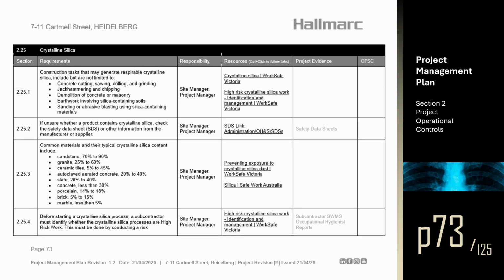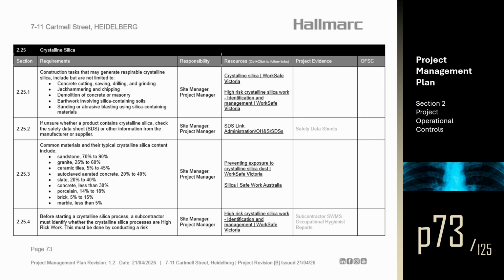Section 2.25. Crystalline silica. Section 2.25.1. Construction tasks that may generate respirable crystalline silica include but are not limited to concrete cutting, sawing, drilling, and grinding, jackhammering and chipping, demolition of concrete or masonry, earthwork involving silica-containing soils, and sanding or abrasive blasting using silica-containing materials. Section 2.25.2. If unsure whether a product contains crystalline silica, check the Safety Data Sheet, SDS, or other information from the manufacturer or supplier.